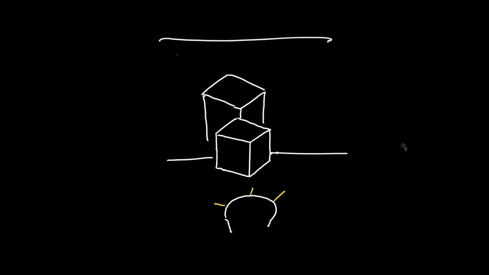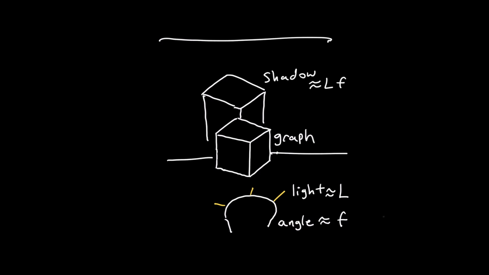Now, imagine this object is our graph, and the flashlight is our Graph Laplacian operator. The angle is our function f. Lf is a shadow on the wall. And those certain angles that make the shadow look like a scale proportionally to our graph are our eigenvectors. How much the flashlight scales the object is our eigenvalue.